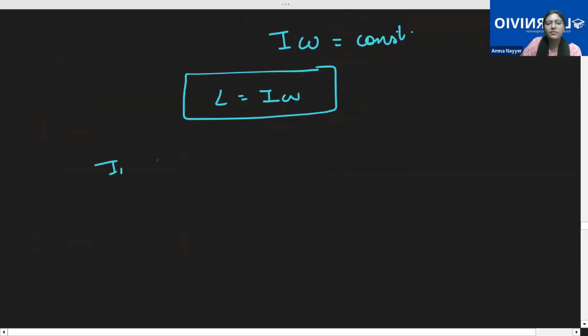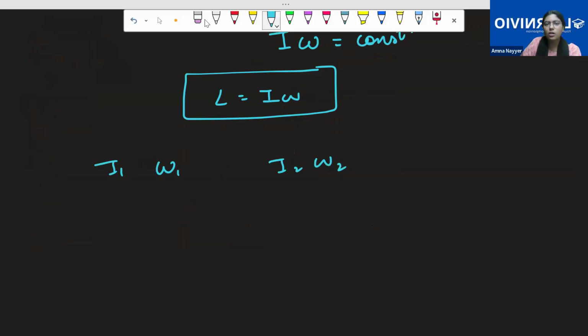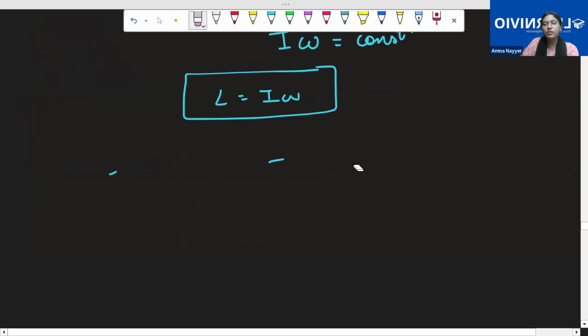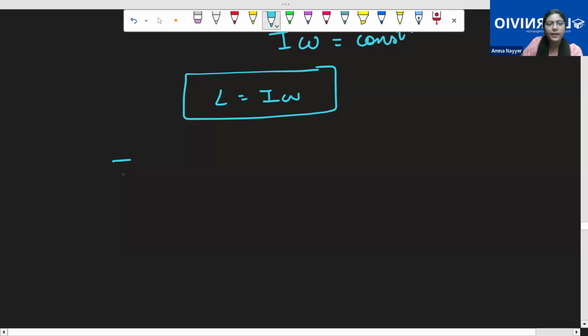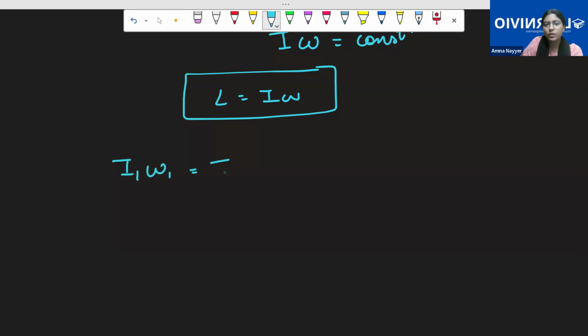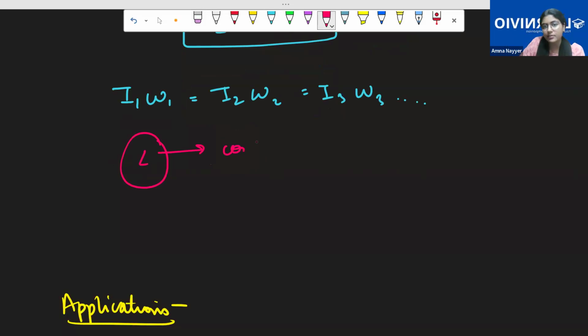Now, if you have I1 omega 1, I2 omega 2, or in fact not just two, for many of them, you can simply say I1 omega 1 is equal to I2 omega 2 is equal to I3 omega 3. Like this can go on, because it is constant. It depends on what's the number given. One more thing, it is important: your aim should be that this should be conserved.